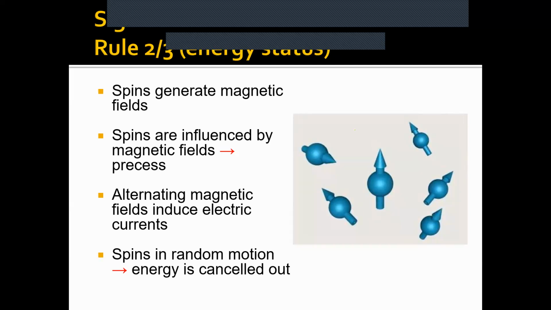But usually when inside your body, because you aren't regularly sitting inside an MRI, the spin on your protons is going to be in all sorts of random directions. All right, and so because they're in random directions, the energy is cancelled out, and that's why the human body isn't magnetic.